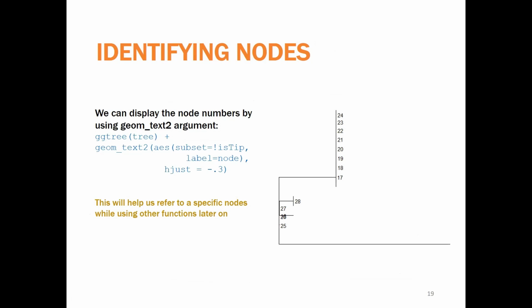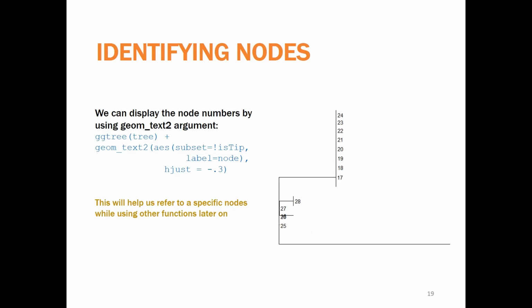Yeah, so identifying nodes is pretty important to help understand the structure of the tree. So this is displaying the internal nodes. We do that using geom_text2 onto our ggtree, and we subset it to not include the tips, so it just includes the internal node labels. And then it horizontally adjusts it a little bit so it's not overlaying right on top of the tree, so we can read it a little bit better.